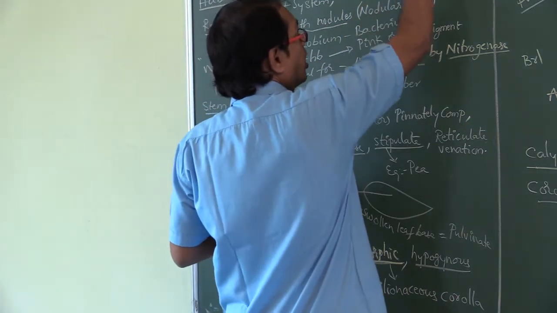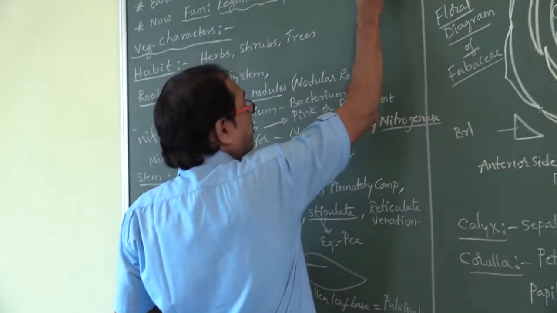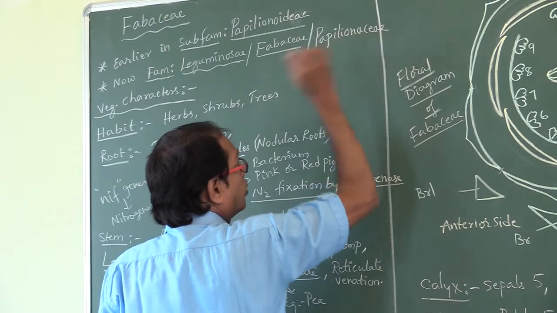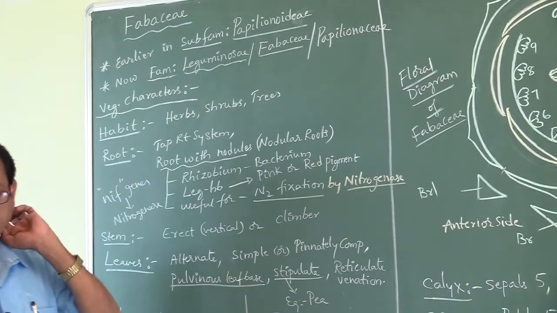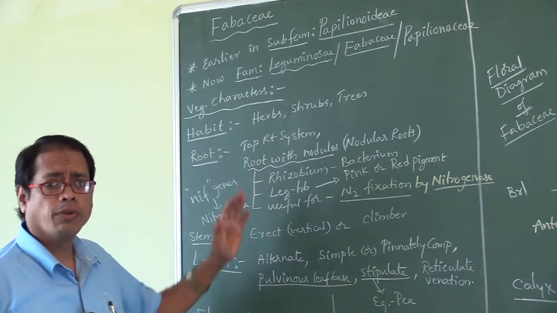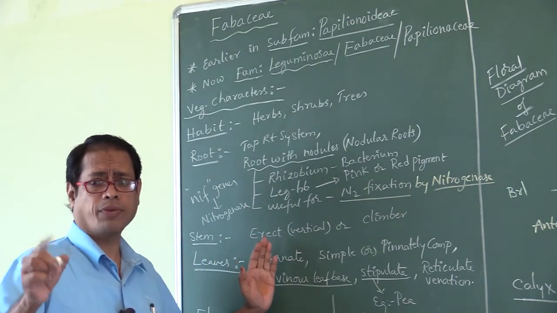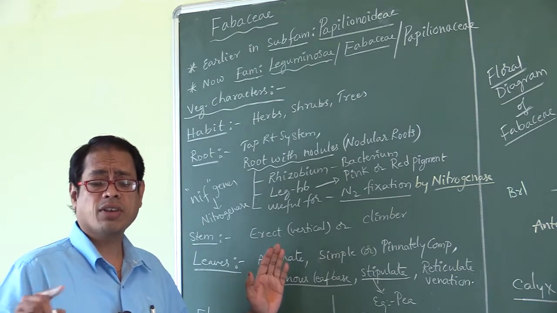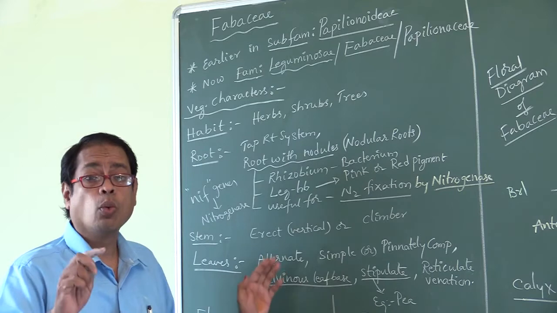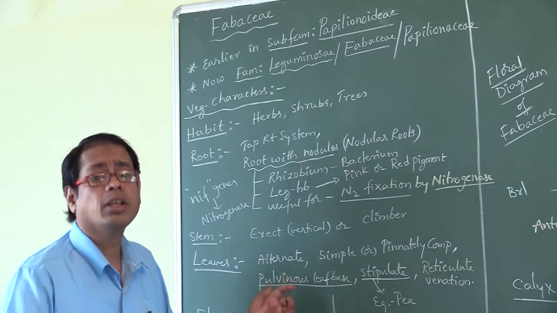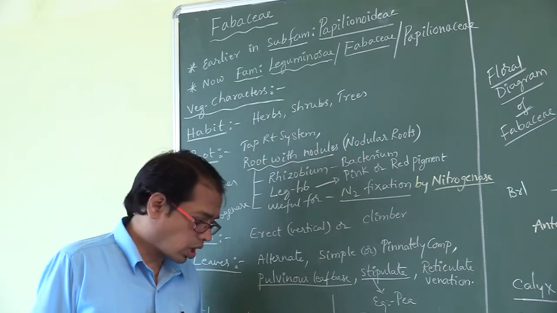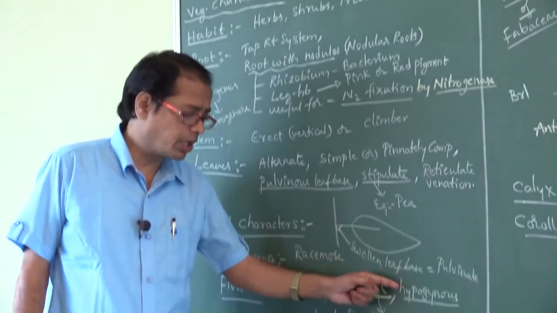Fabaceae is also called papilionaceae because of the presence of special character called papilionaceous corolla. Fabaceae flowers are zygomorphic. True. Fabaceae flowers are actinomorphic. False. Fabaceae flowers are zygomorphic. What is the correct explanation? That is because of the presence of papilionaceous corolla.